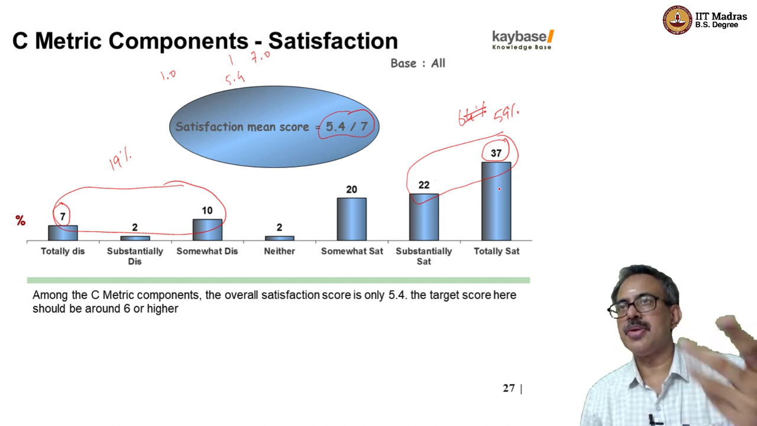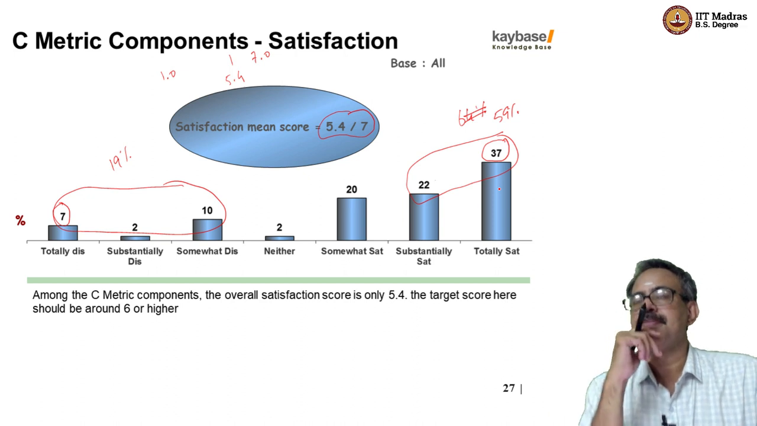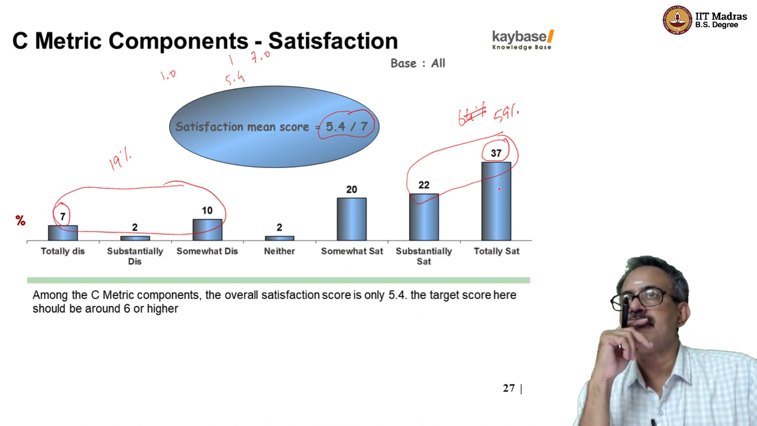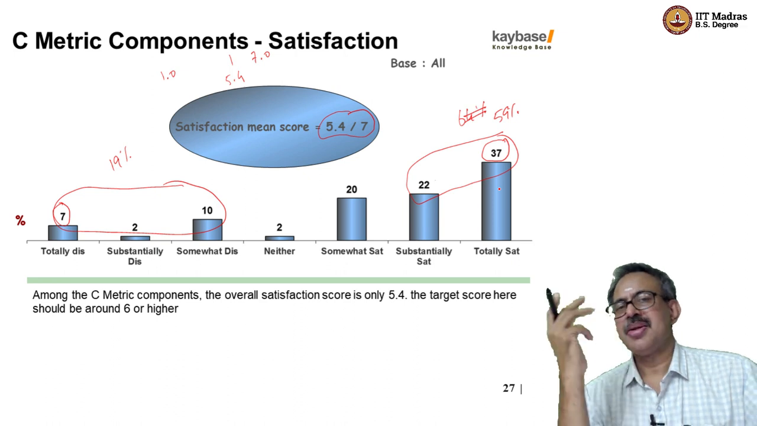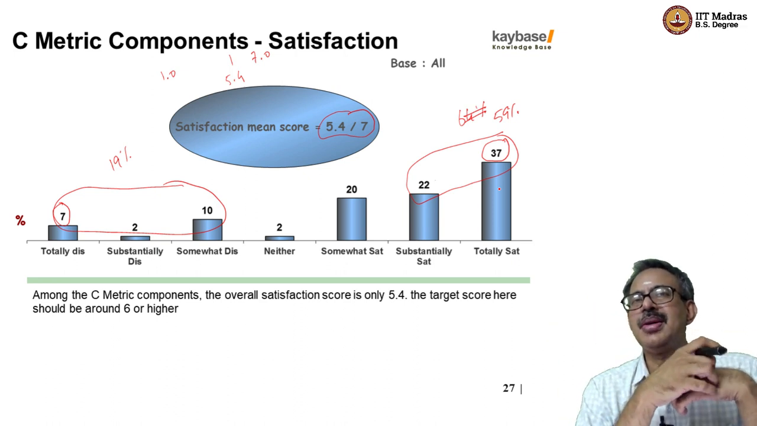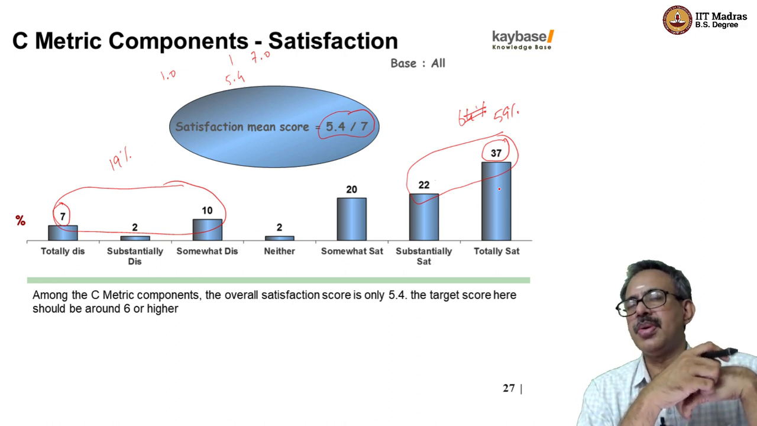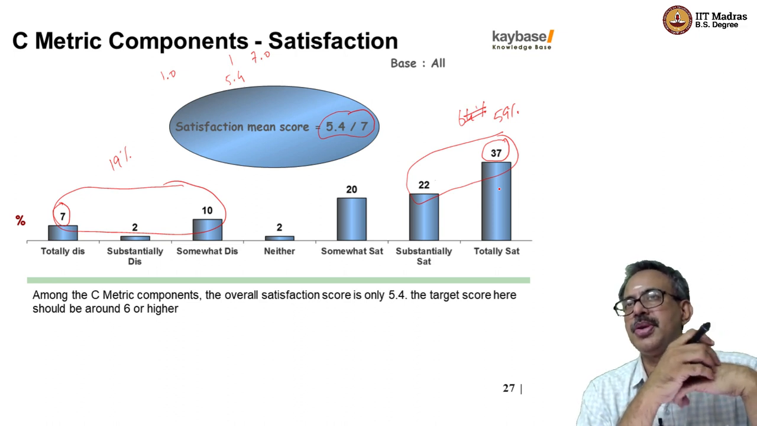I'll just quickly explain what the question means. You have only highlighted the 37 plus 22, which is totally satisfied and substantially satisfied. Even 20% is saying somewhat satisfied, which means 37 plus 22 plus 20 are satisfied. Right? Somewhat satisfied is just a polite way of saying, yeah, I'm okay, thanks. It's not really good. We wouldn't consider that as positive feedback. It's more of a neutral feedback.